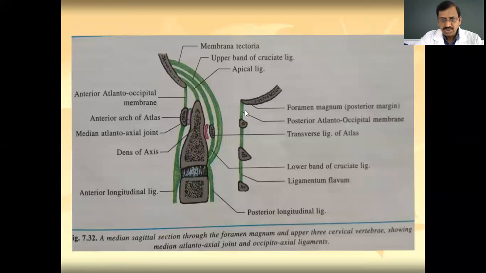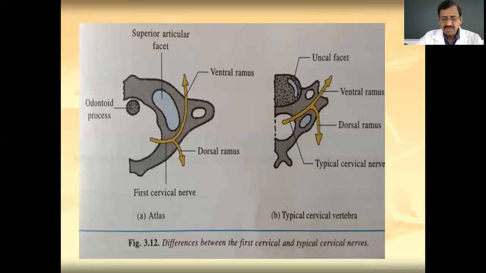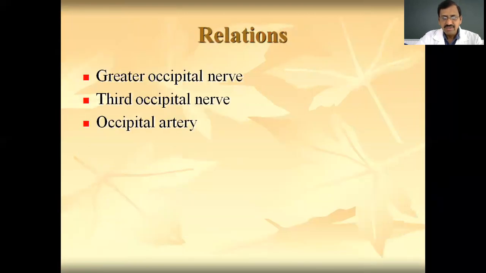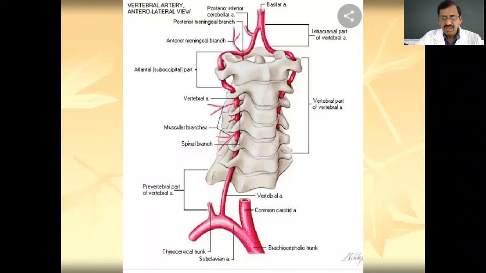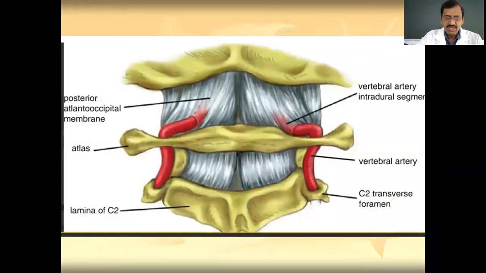This is the posterior atlanto-occipital membrane. Here you are piercing the membrane in the midline, just above the spine of the axis. If you go to the sides, it may damage the vertebral arteries, and the venous plexus is also there. If you damage these, it may produce subarachnoid hemorrhage inside the cranial cavity. That is why while doing cisternal puncture, you must be very careful.